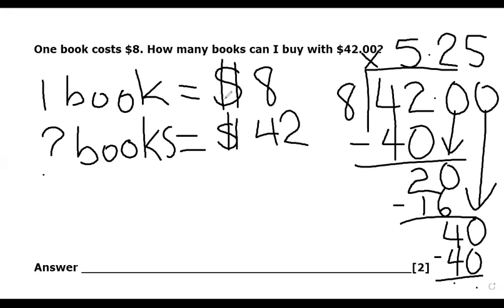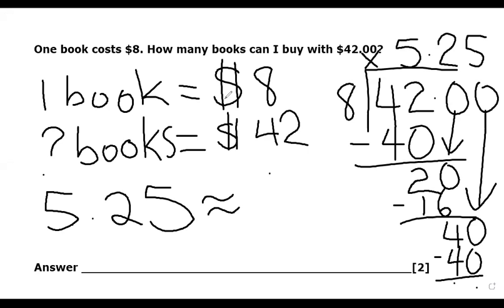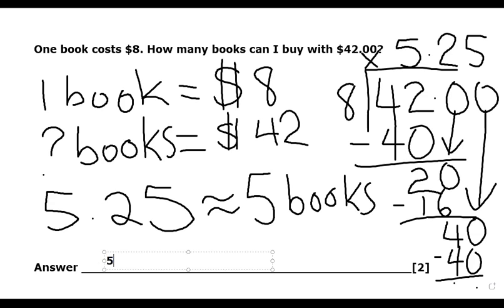Okay. So we see, based on our working, that it's 5.25 books. Now we can't have 0.25 or quarter of a book. We can only have a whole book, right? So for our purposes of this question, we leave our answer as simply 5 books. So the answer here, how many books can we get with $42 in hand? We can get 5 books. Okay. Let's move on to the next question.